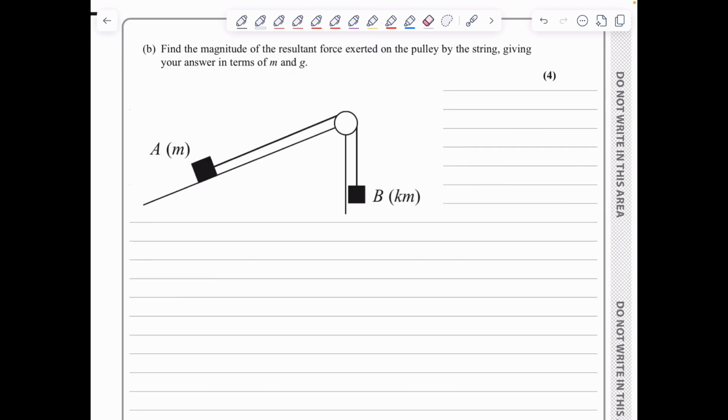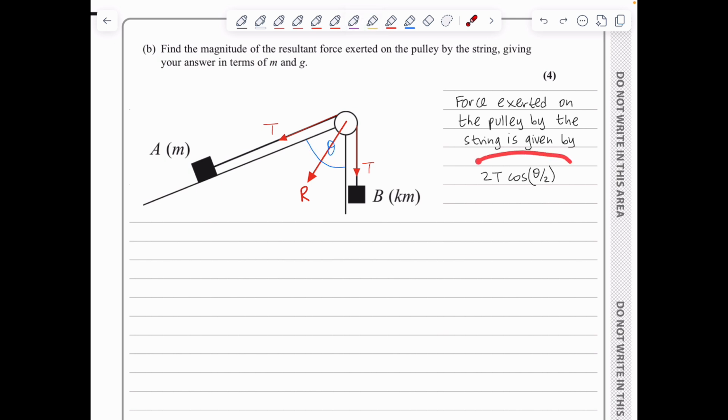For part B, we need to find the magnitude of the resultant force exerted on the pulley, giving our answer in terms of m and g. So if we imagine what's happening at the pulley, what the pulley is feeling, it's feeling two tensions, one on either side of it. So the resultant on this will be along the angle bisector at the pulley here. So this is going to be the resultant here. I will be calling this angle theta, and there is a general rule that the force exerted on the pulley by the string is given by 2T cos of theta over 2. Now we have established that T is 4 mg over 3. So what's happening with theta?